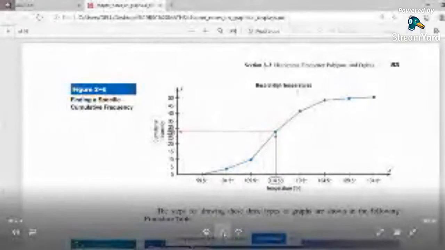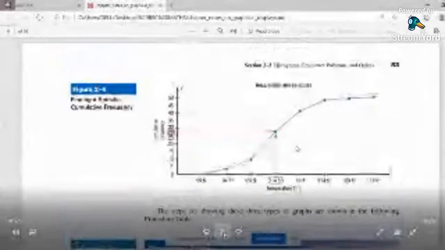In this graph, all the concepts are included. For example, we can simulate the histogram, we can simulate the frequency polygon, we can simulate the data. Everything we can generate using this graph. So that is the advantage of the Ogive curve. Just by giving the graph, we can simulate or generate the data.